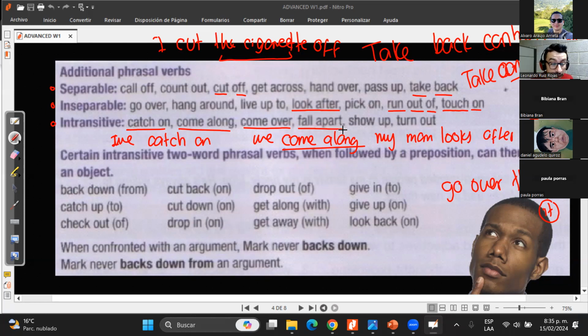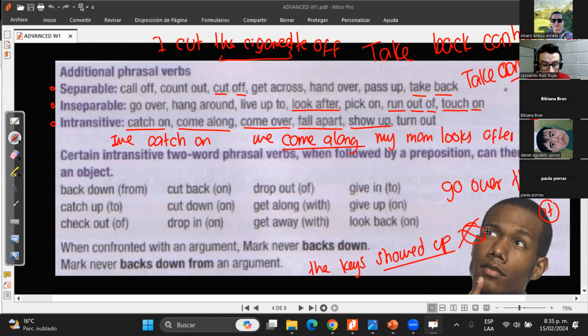Fall apart, it means similar to drift apart, ¿no? Drift apart que también es intransitive, ¿no? Fall apart, it means como desarmarse, right? Show up, aparecer, for example. No sé, the keys of the car, the keys show up. Las llaves aparecieron, that's it, ¿cierto?